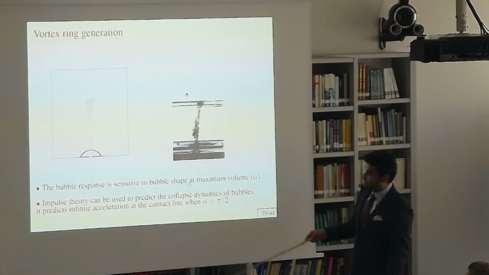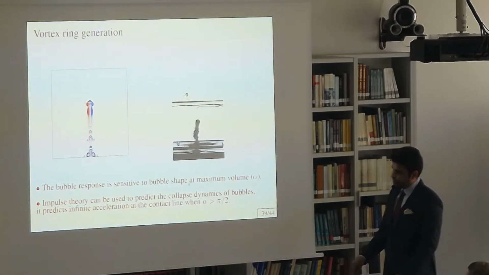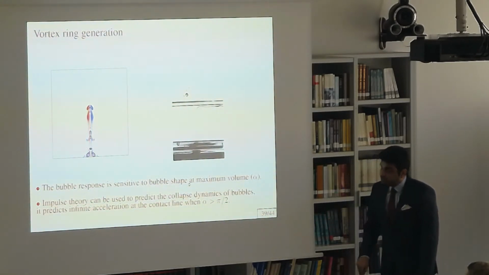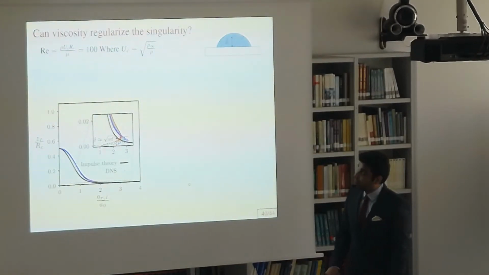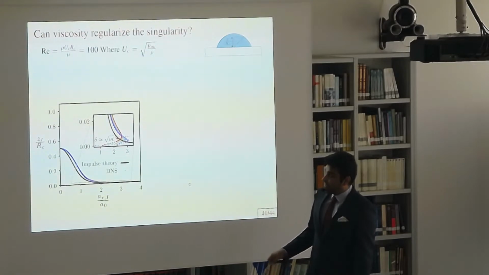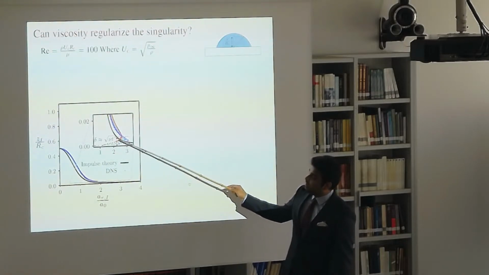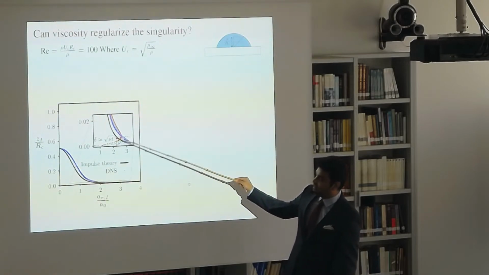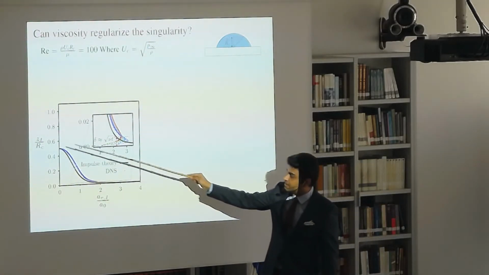And the impulse theory can be used to predict the dynamics of collapse of the bubbles, but it predicts an infinite acceleration at the contact line. We know that we didn't take into consideration the viscous solution. So we ask, can the viscous solution regularize the singularity? And here I show you the complete solution, which is obtained from the Allmark solver from DNS at different instants of time. So blue is the small time and red is the large time, as a function of the distance from the wall, which is here.